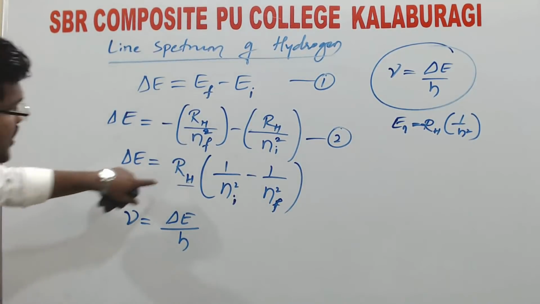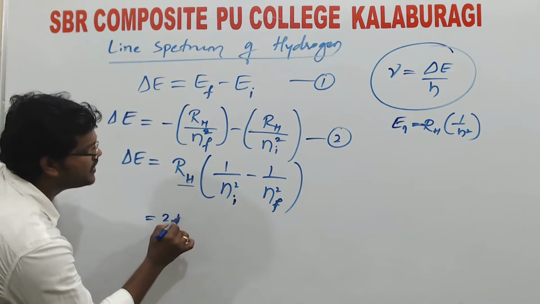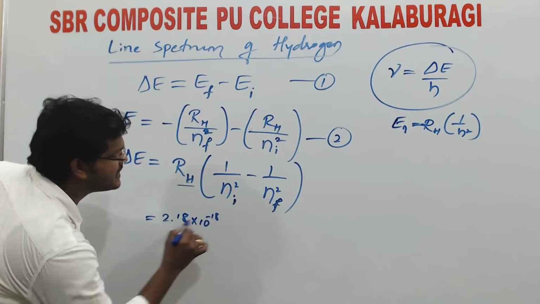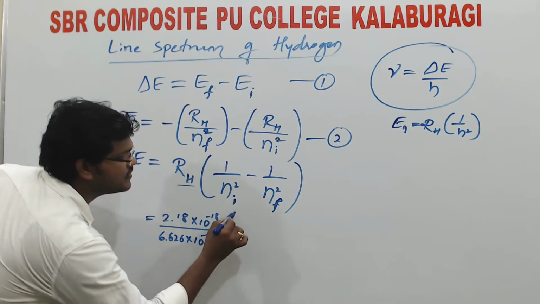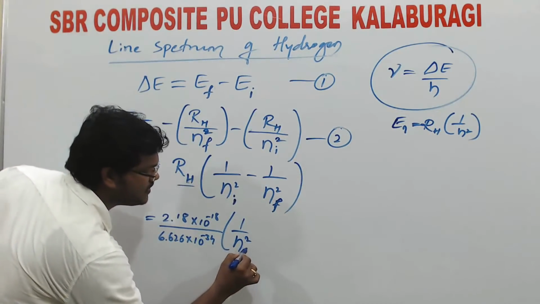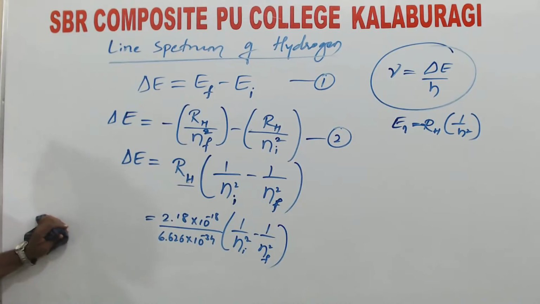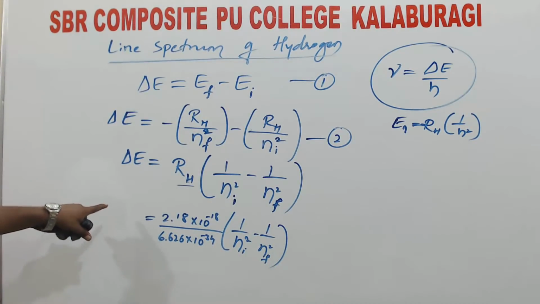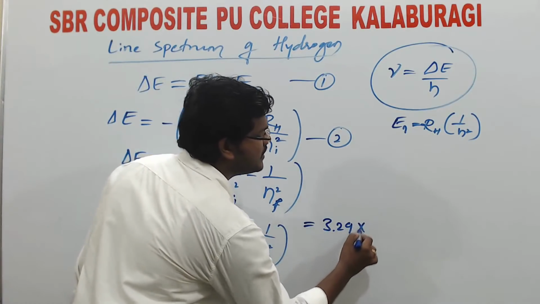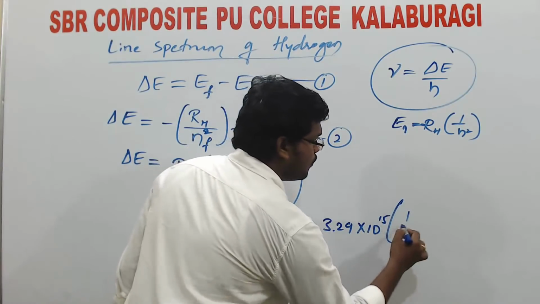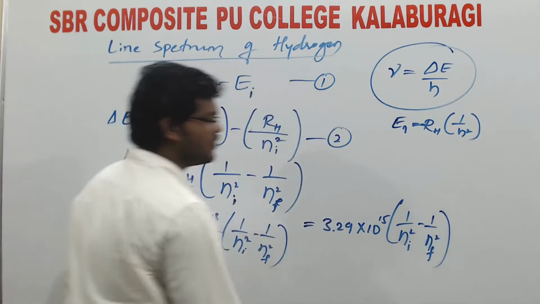In fact, you will get this frequency as, RH is 2.18. Here I will write: it is 2.18 into 10 to the power minus 18 divided by H, 6.626 into 10 to the power minus 34, times 1 by n initial square minus 1 by n final square. Okay. So this is how we are going to write. And at last, on calculating, you will get 3.29 into 10 to the power 15, times 1 by n initial square minus 1 by n final square.